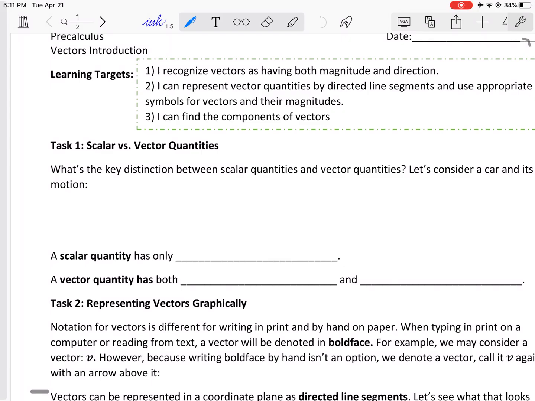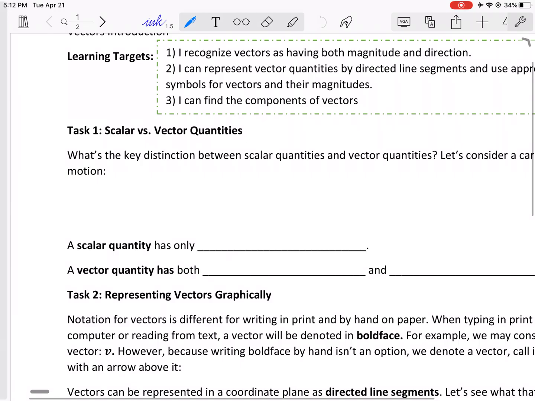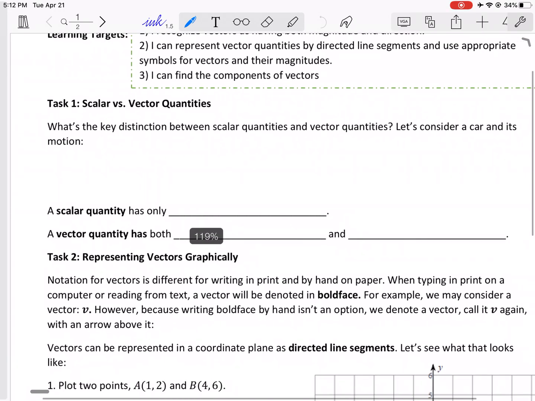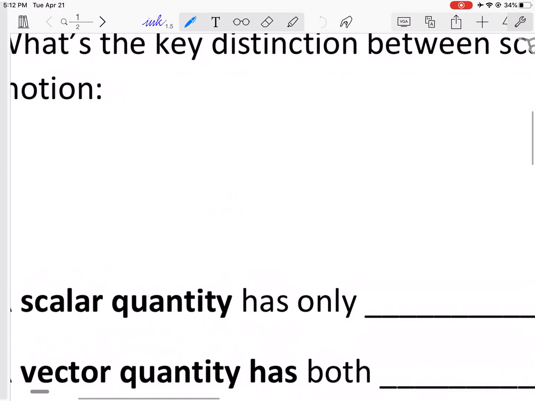discussion of vectors. So first thing, we have two types of quantities, scalar and vector quantities. We want to know what's the key distinction between them and consider how we can describe their differences. So let's think of a car and a car's motion. In fact, I'm going to draw this car as a truck, just because I think a truck might be a better way to distinguish where the front of the car is.